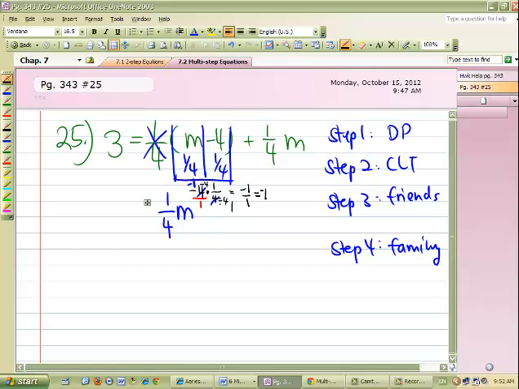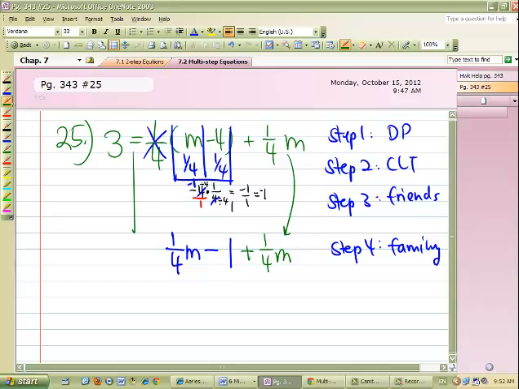So I have 1/4 m. I'm going to just bring that down over here. Minus 1. So when I multiplied -4 times 1/4, I got -1 down here. I'm going to add 1/4 m. And so I'm going to just bring that down. I'm also going to bring my equal sign down as well as the number 3. So all of those things should still stay there.